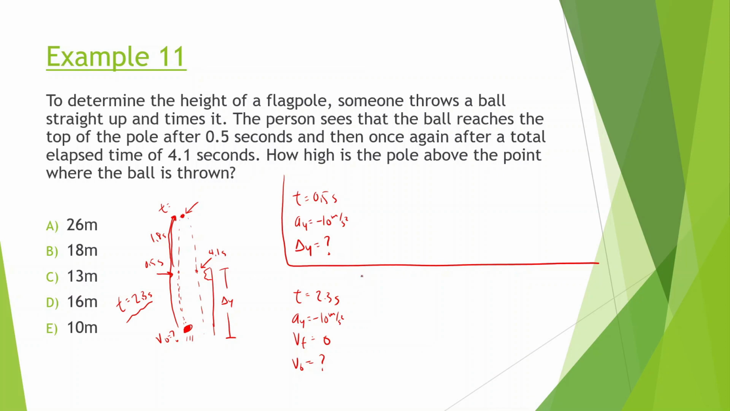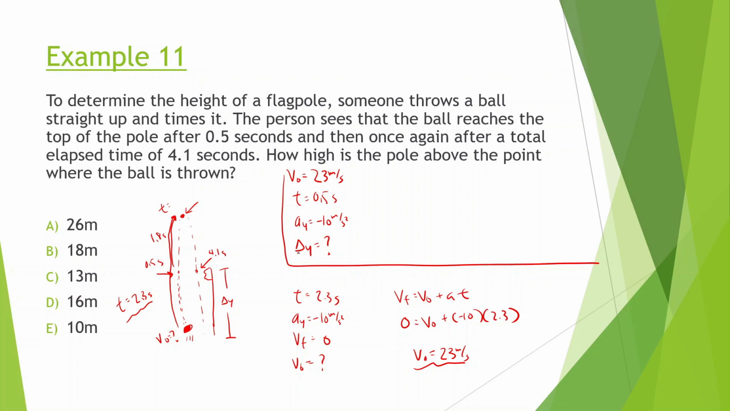So I'm going to be using this equation, v final is equal to v initial plus at, because that has all 4 of these variables. 0 is equal to v initial plus a, negative 10, t 2.3. And then if I put this in my calculator, I get 23 meters per second. Now I know how fast this ball was thrown. I know that it was initially thrown at a speed of 23 meters per second.